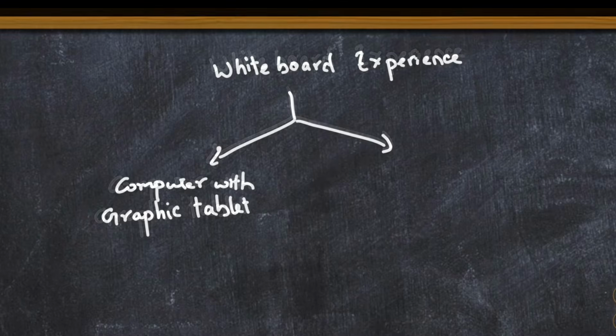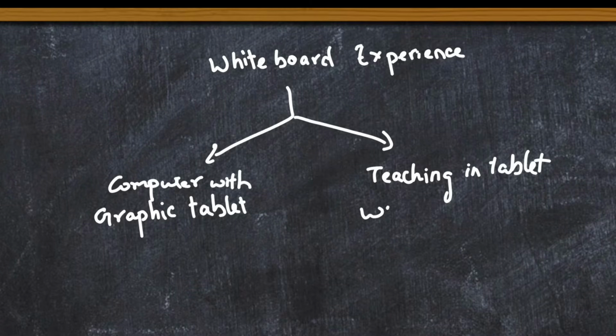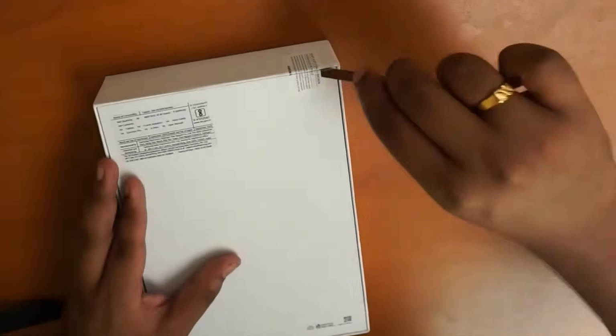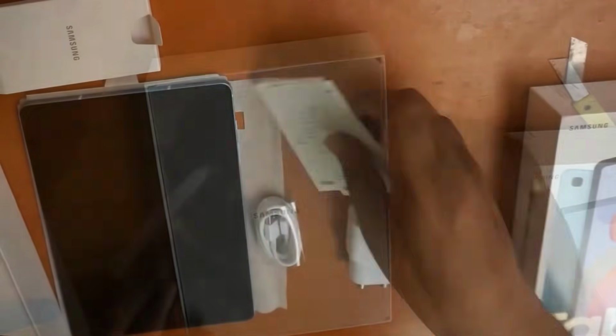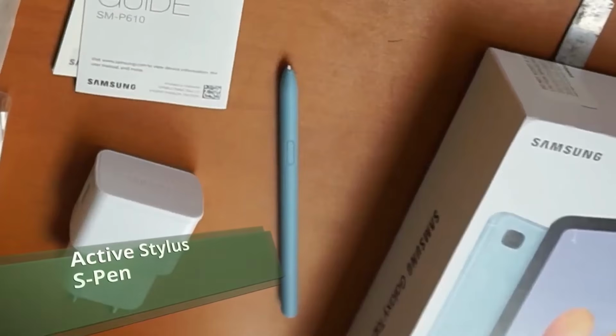Another way is to buy a tablet with pen support, either an Android or an iPad. I tried both ways of teaching, but I found that teaching with the tablet is more intuitive and easy. I'm using Samsung Galaxy Tab S6 Lite, which comes with the pen. You can use these tips on any tablet with a good active stylus.